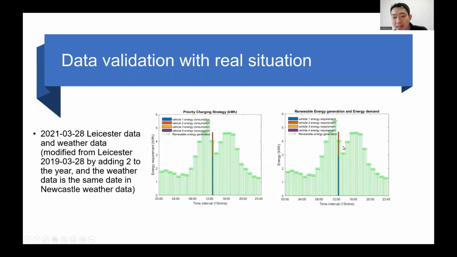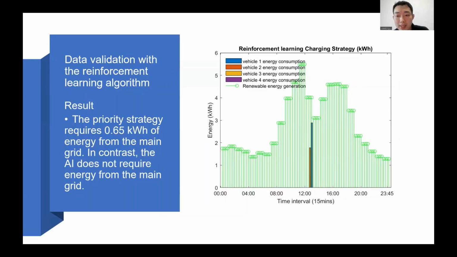And then next time we need to charge the two vehicles. But with the help of the reinforcement learning, what we do is we just separate these two vehicles. What really happens is that at the first time, vehicle one didn't charge. It was doing nothing there. It just waits for the next time when the renewable energy is enough, moves to the next time slot, and then starts to charge.